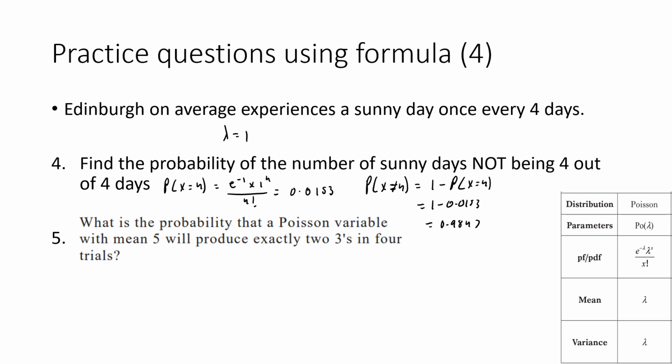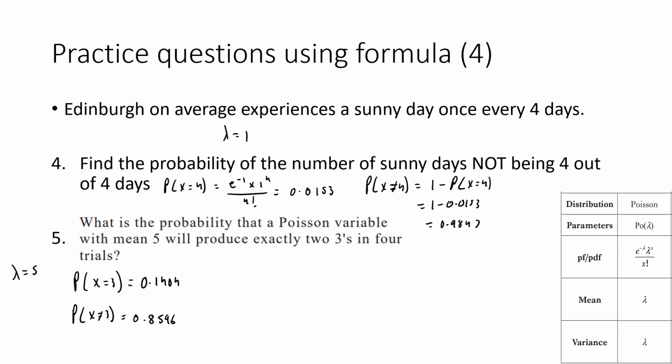Next question. What is the probability that a Poisson variable with mean 5 will produce exactly 2 3s in 4 trials? So this is unrelated to the Edinburgh question. And we are given lambda, which is 5, exactly 2 3s in 4 trials. So we need to know the probability of x being 3 and x not being 3. We can do that with the formulas. I will skip writing the whole formulas down, but the answers you should get are 0.1404 for x being 3 and 0.8596 for it not being 3.